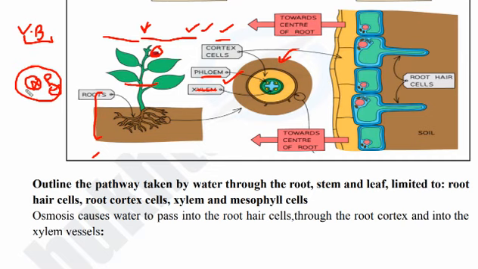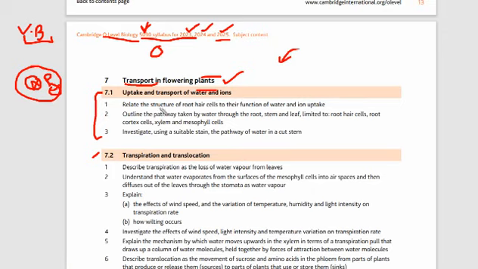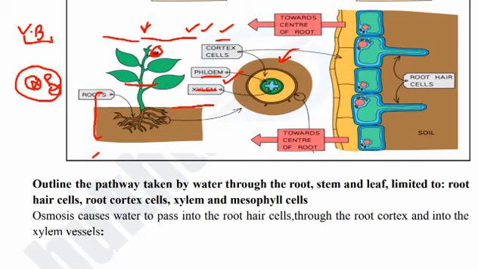So hopefully in case of root you have understood that. The first content that you need to understand is basically relating the structure of the root hair cell. The root hair cell basically helps in the absorption of water and mineral ions. So they absorb water and mineral ions from the soil.